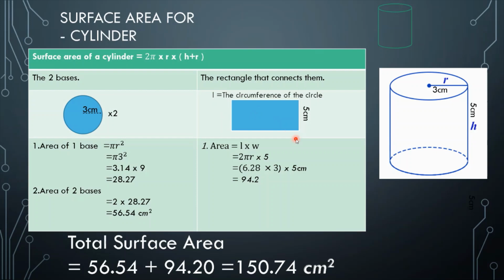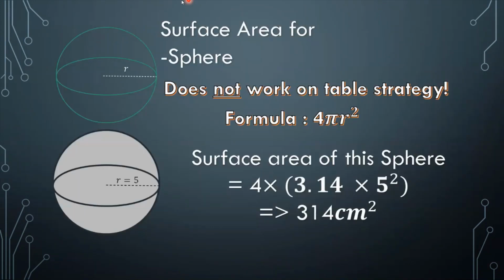So here, first you need to find the area for this rectangle. The formula is length times width. As you don't know what the length is, you use the circumference strategy, or how to find the perimeter of a circle, which is 2 pi r, times 5. We just substituted 2 pi r instead of the L. First we do this part, which is 6.28 times 3 times 5 centimeters, which is 94.2 centimeters. And the last step is you add them all. When I added them all, I got 150.74 centimeters squared.